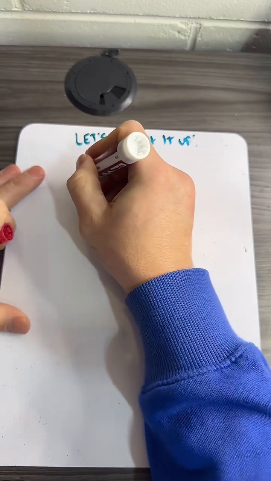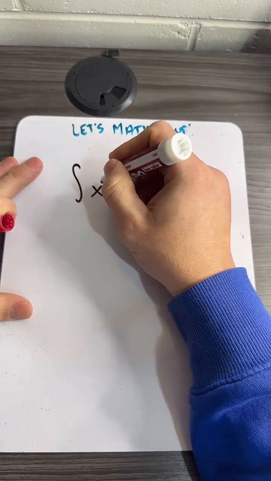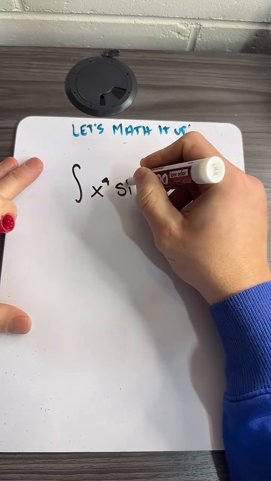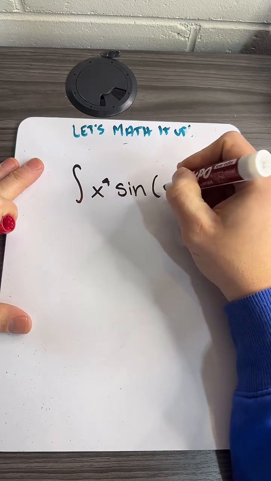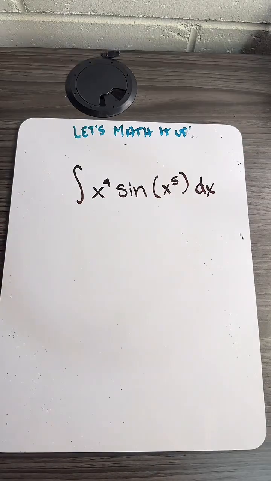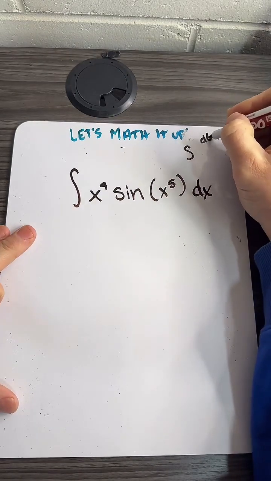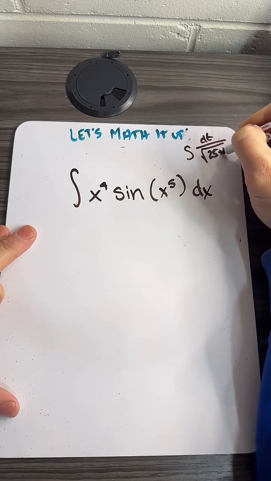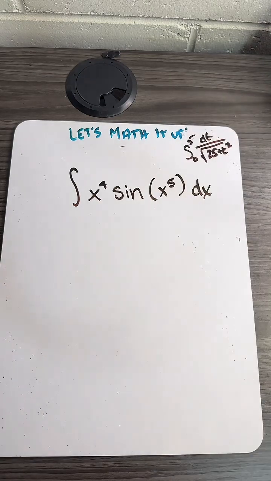Let's do a u substitution. So if I've got the integral of, let's say, x to the 4th times the sine of x to the 5th. Okay. So this one. Okay, so the integral of dt over the square root of 25 plus t squared from 0 to 5. Ugh.